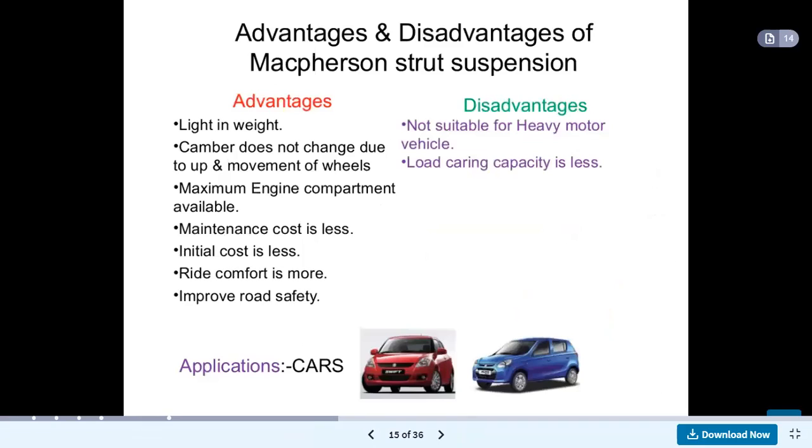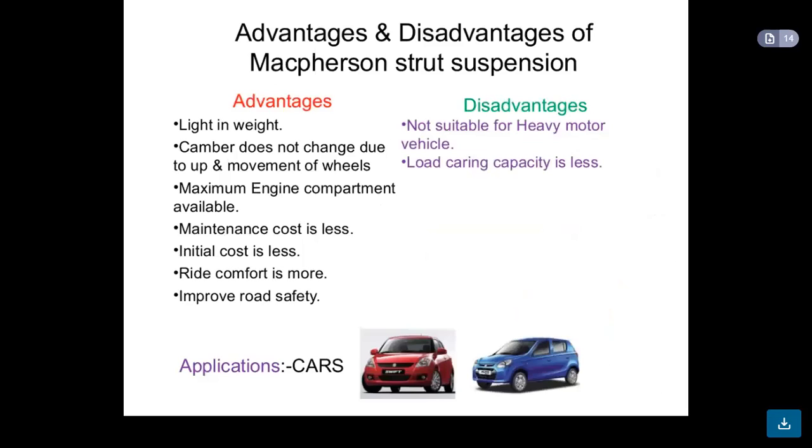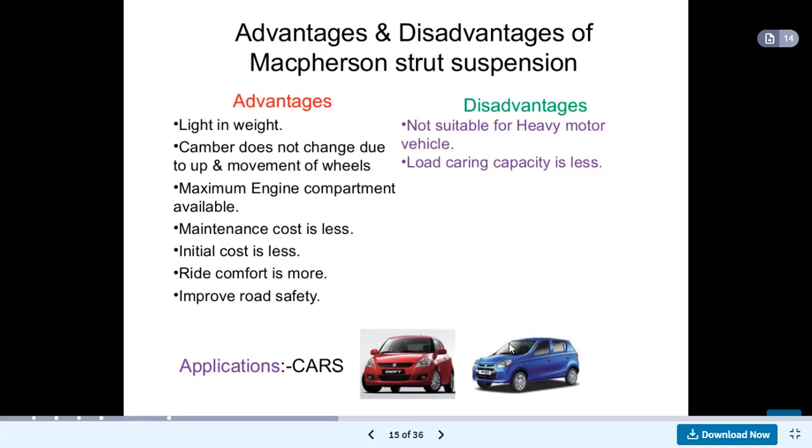If we see the advantages and disadvantages of MacPherson strut suspension, the advantages are light weight, camber does not change due to up and down movement of wheels, maximum engine compartment space available, maintenance cost is less, initial cost is less, ride comfort is more, and it improves road safety. If we see the disadvantages, it is not suitable for heavy motor vehicles, and load carrying capacity is less. These are the disadvantages, and the application is cars.